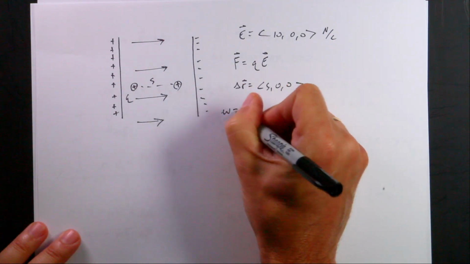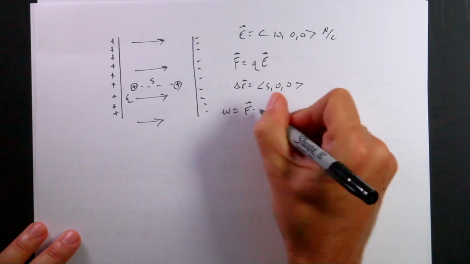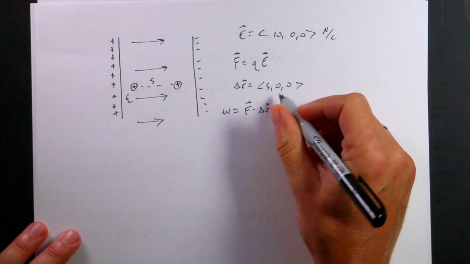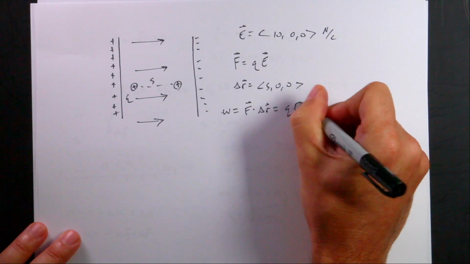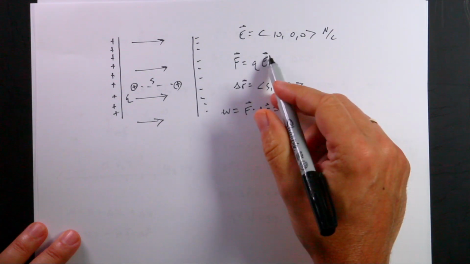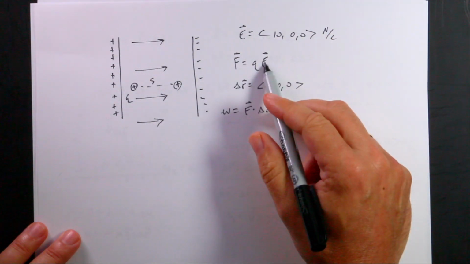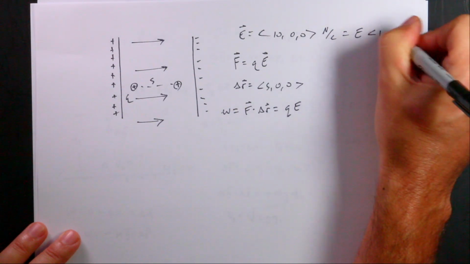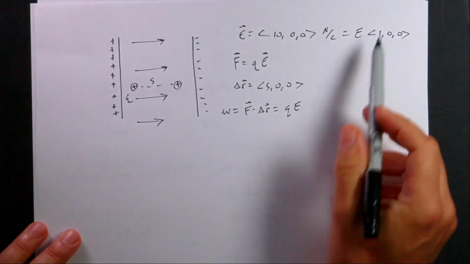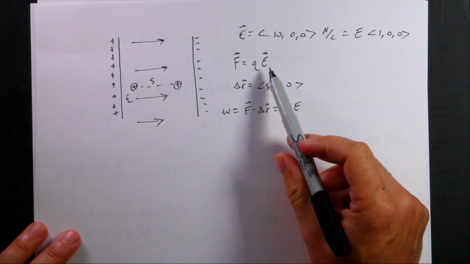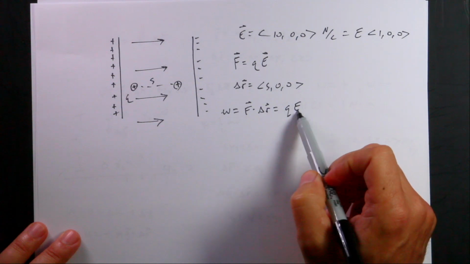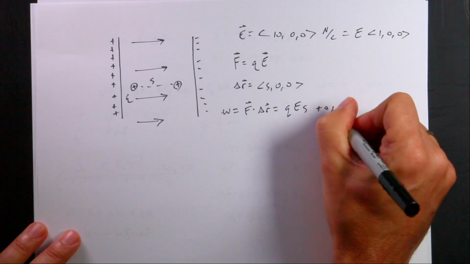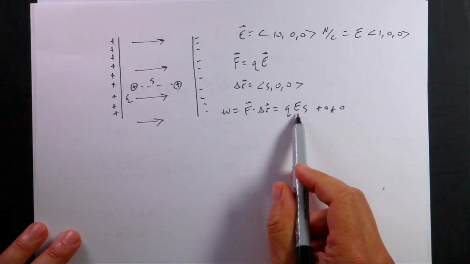So now the work done by the electric field is going to be F dot delta R. So I get QE in the X, this has an X component, right? So it's only in the X direction. I can write this as the magnitude of E times 1, 0, 0. So it's going to be QE is the force, and the displacement's S plus 0 plus 0. So the work is going to be QES.